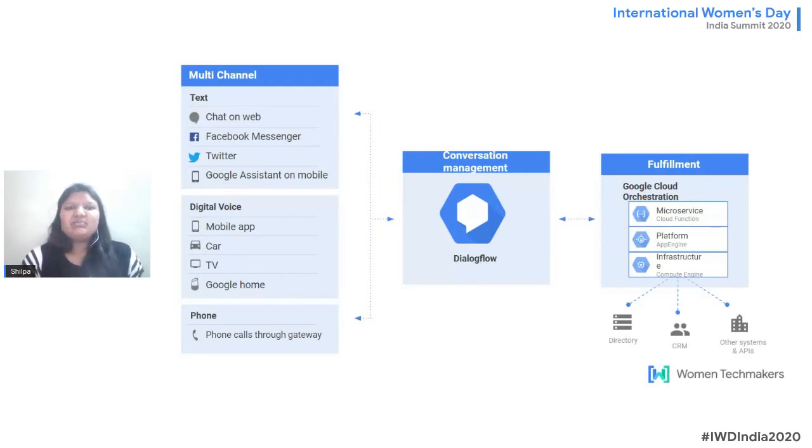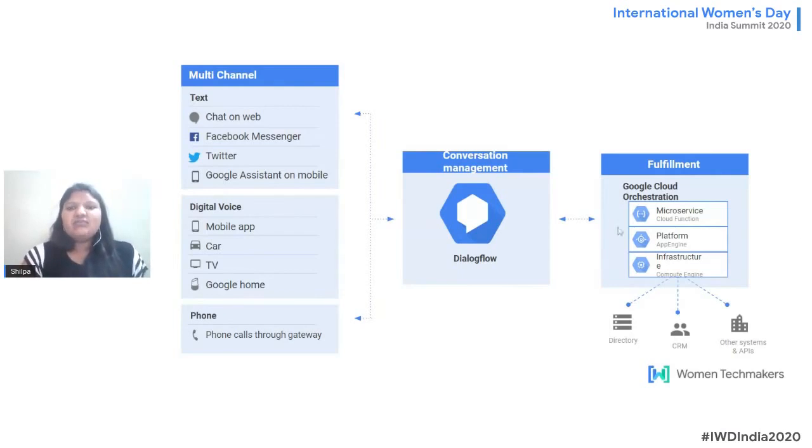But then say you are making a weather agent, right? Now in the weather agent, you want to know the present weather in your area. So for that, you need an API which will tell you the weather. To connect your agent to that API, we need this fulfillment, right?